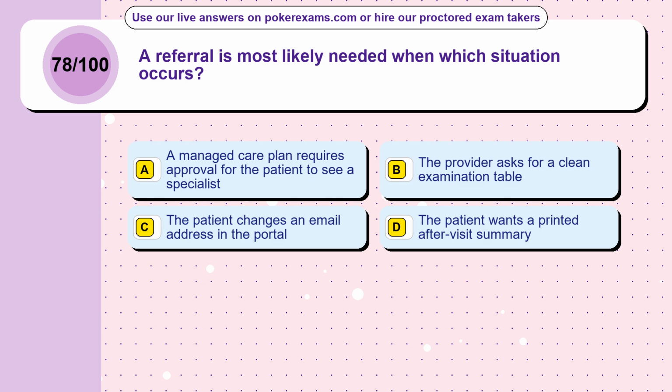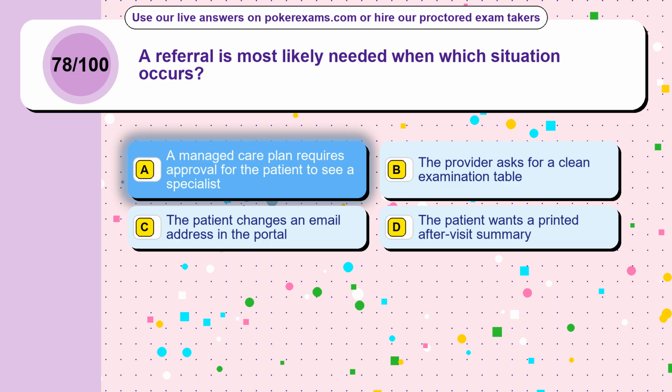Question 78. A referral is most likely needed when which situation occurs? Option A. A managed care plan requires approval for the patient to see a specialist. Option B. The provider asks for a clean examination table. Option C. The patient changes an email address in the portal. Option D. The patient wants a printed after-visit summary.